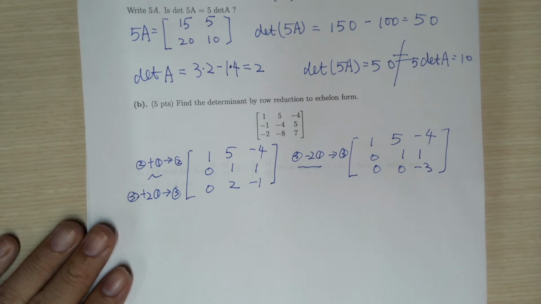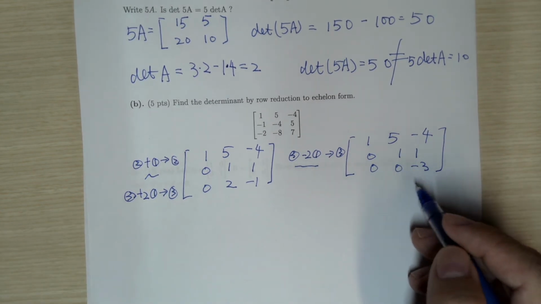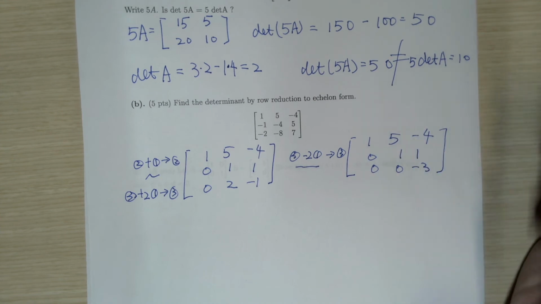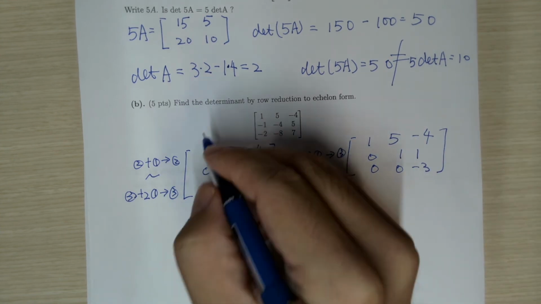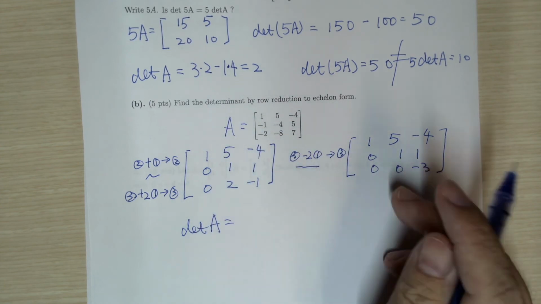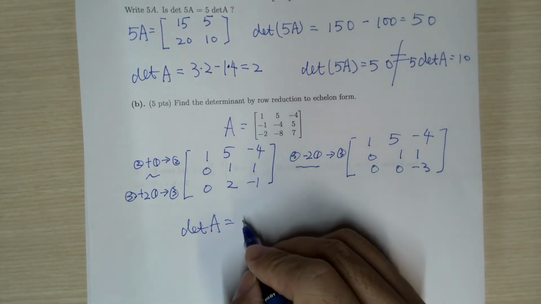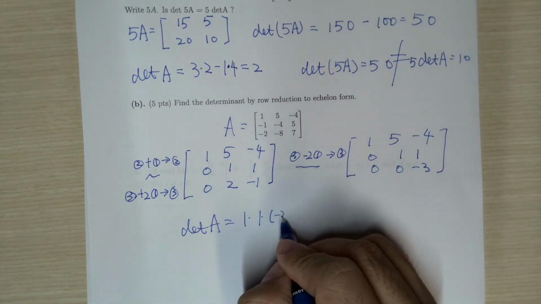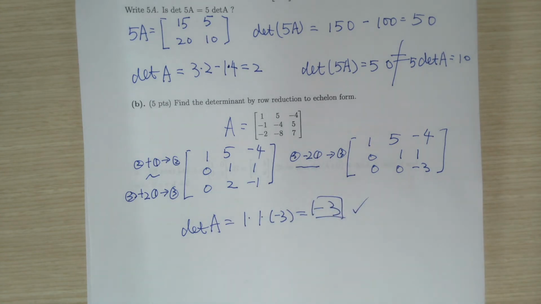So right now we should be good, because this is the upper triangular form. So the determinant of this matrix is going to be the product of the main diagonal entries. So it's 1 times 1 times negative 3, which gives us negative 3. Okay, so that's this problem.